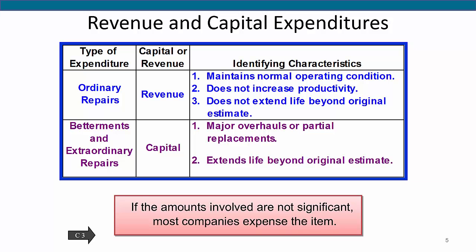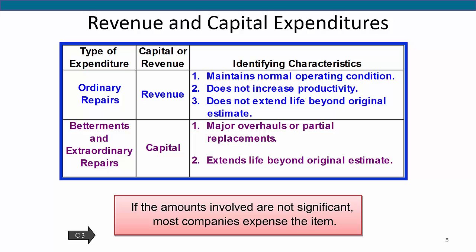Capital expenditures, also called balance sheet expenditures, are additional costs of plant assets that provide benefits extending beyond the current period. They are debited to asset accounts and reported on the balance sheet. Capital expenditures increase or improve the type of or amount of service an asset provides. And capital expenditures are of two types. They include betterments and extraordinary repairs. And these are shown on the bottom row of the screen.